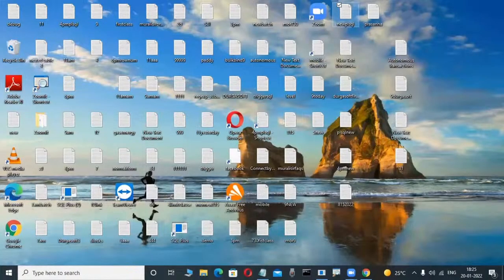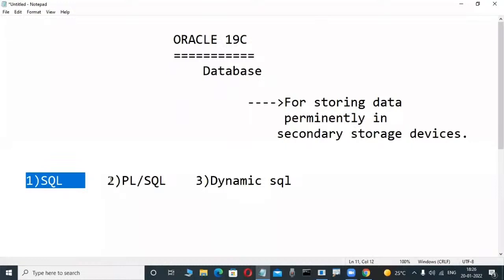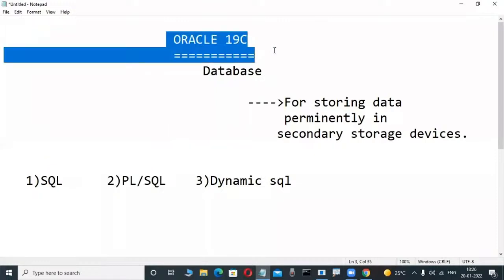Don't worry. That's why we learn the SQL language first. After that you get some knowledge, and then you learn PL/SQL. Through these two languages, we operate the Oracle software. Now check it out.